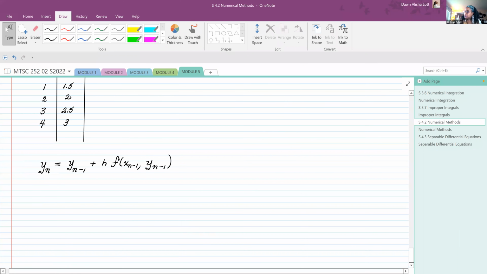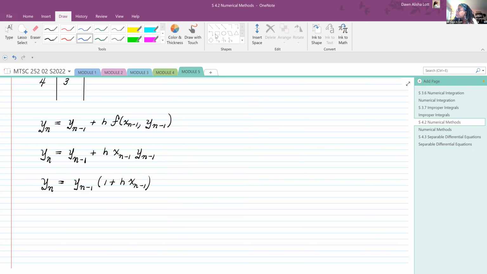Okay. So we have y_n equals y_{n-1} plus h times f of x_{n-1}, y_{n-1}, which is x_{n-1} times y_{n-1}. Oh, this one has a nice little formula. I can factor out y_{n-1} and multiply it by 1 plus h times x_{n-1}. So that's how I'm going to find each of the y's. I'm going to use this formula to find each of my y's.